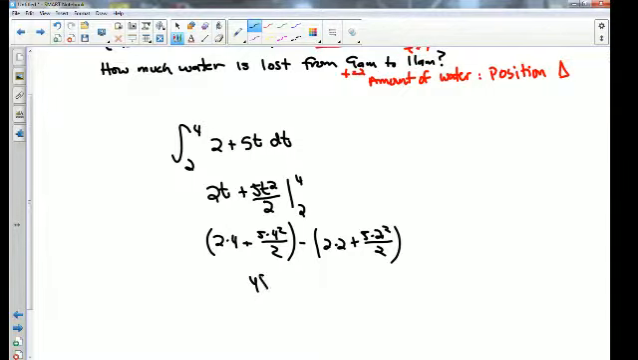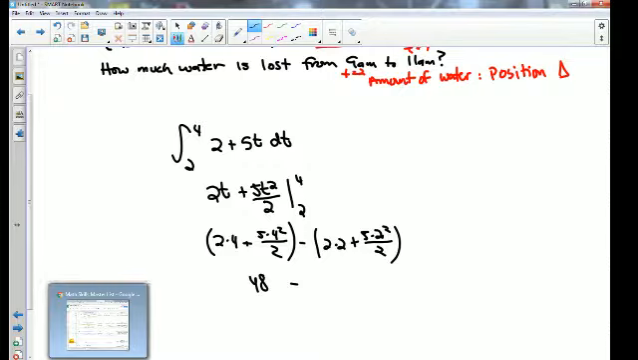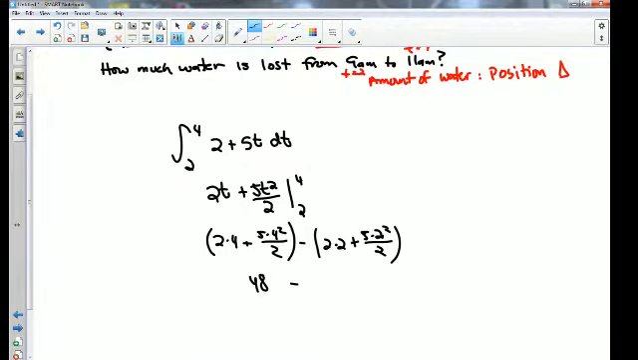You get 48. That's 8 plus, and then 4 squared is 16, times 5 is 80, divided by 2 is 40. 2 times 4 is 8, and 8 plus 40 is 48. Then 2 times 2 is 4 plus 5 times 4 over 2 is 10, so 14. So we get 34 liters.